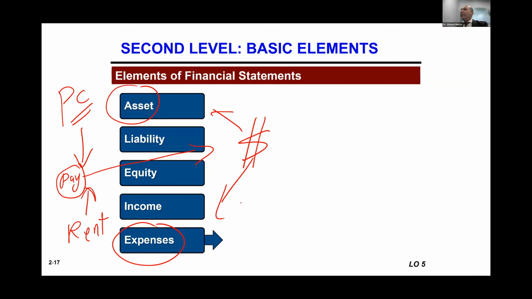If you own this one, if it has a future benefit, so what is the difference between asset and expense? Asset and expense, you pay money. So to get the computer, you paid money. To pay the rent, you paid money. But what is the difference? Why do I classify this as an asset and this as an expense?